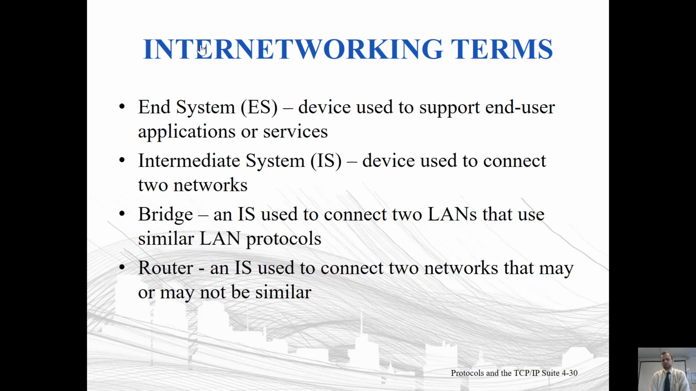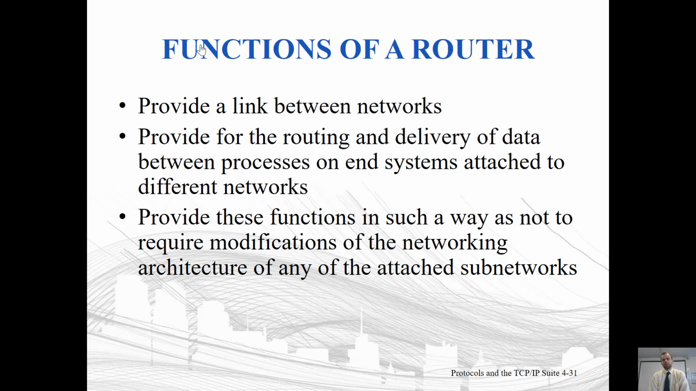More internetworking terms include end system, or ES, a device used to support end user applications or services. An intermediate system is a device used to connect two networks. A bridge is an intermediate system to connect two local area networks or LANs that use similar LAN protocols. And a router is an intermediate system used to connect two networks that may or may not be similar, so they may be heterogeneous in nature.